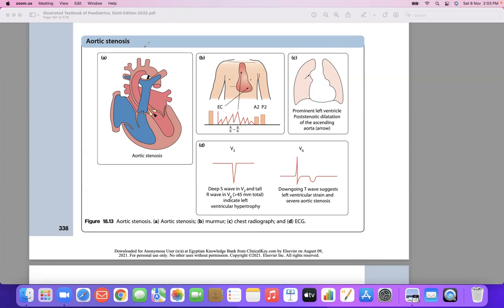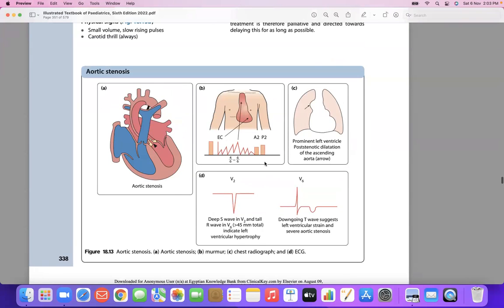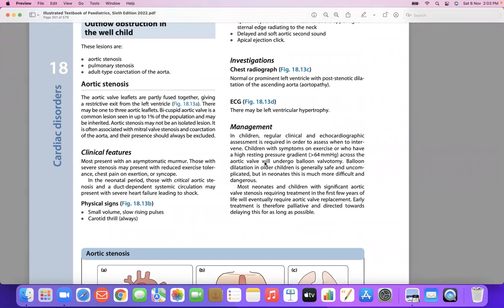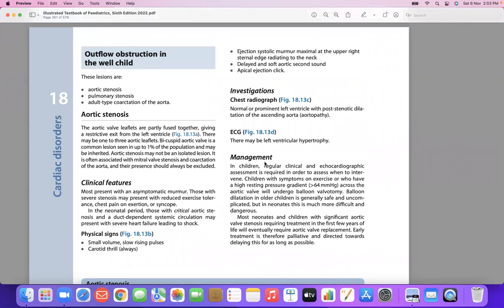And we all know the murmur of aortic stenosis and its radiation. It will be an ejection systolic murmur, radiating to the carotids. Okay. So this is outflow tract obstruction in a well child.